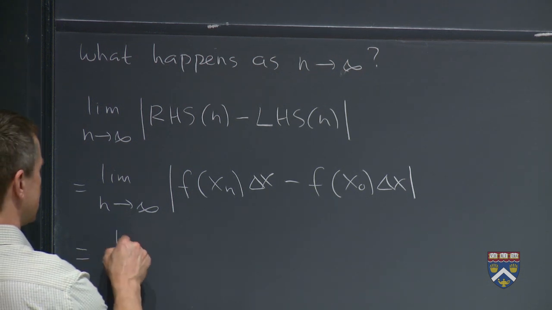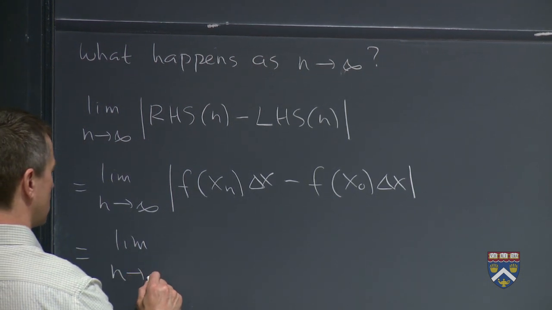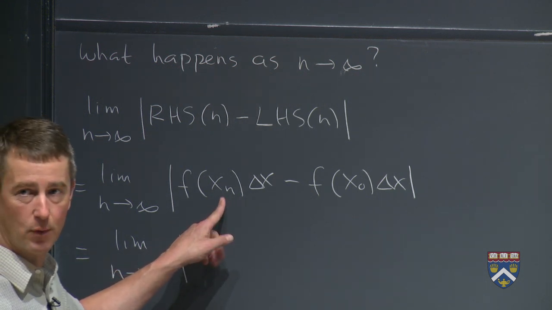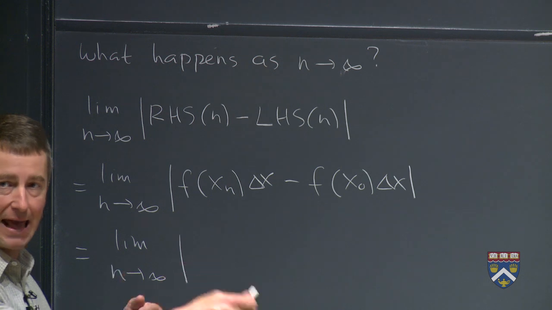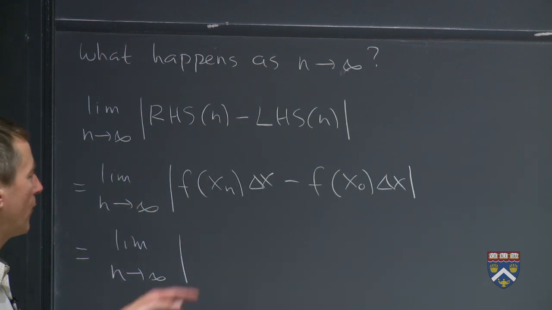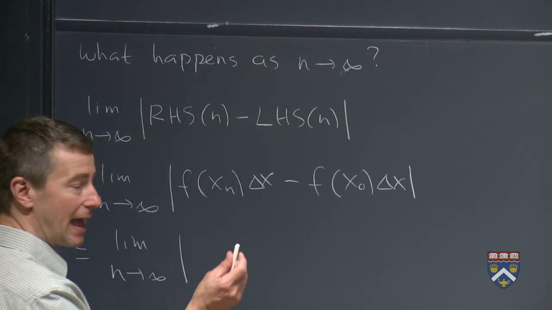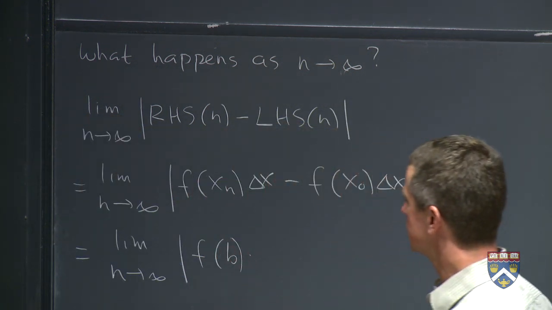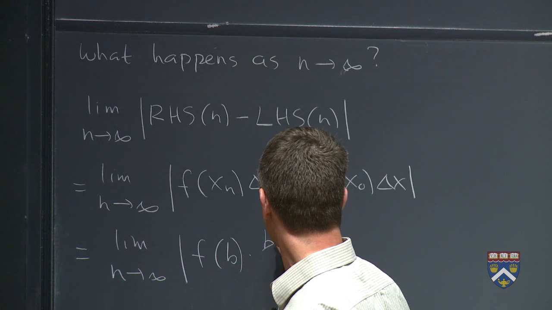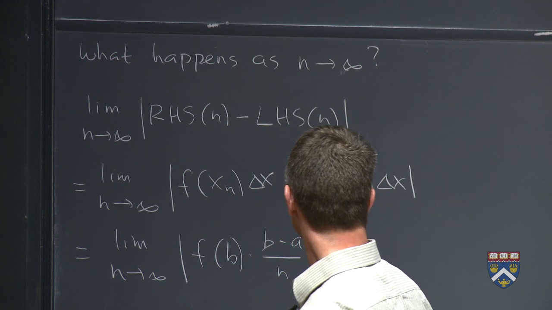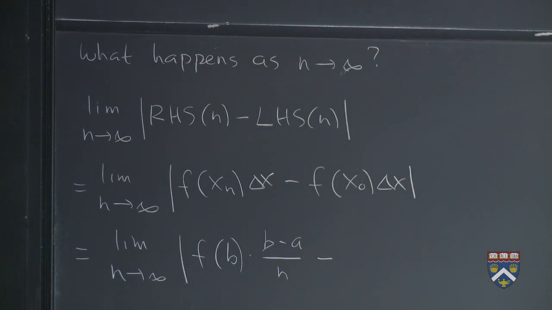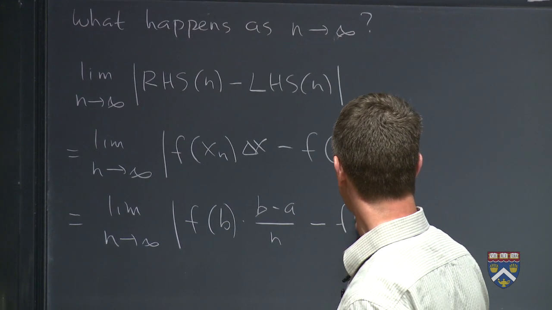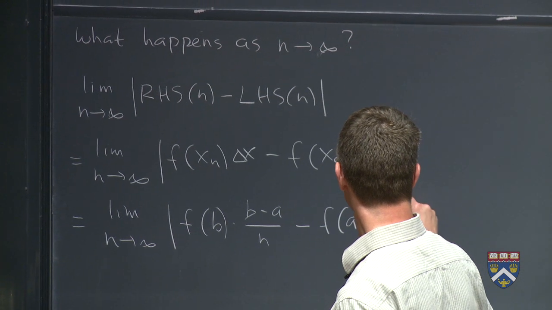Now let's rewrite these using our a's and b's. Because remember, what we're trying to do is find the area between a and b. X sub n was the far right endpoint. So x sub n is our new name for what in the problem was called b. And delta x, as we figured out, is b minus a over n. Similarly, x0 was the new name that we gave to a. This was the left endpoint of the interval. So that's f of a, and delta x is still b minus a over n.